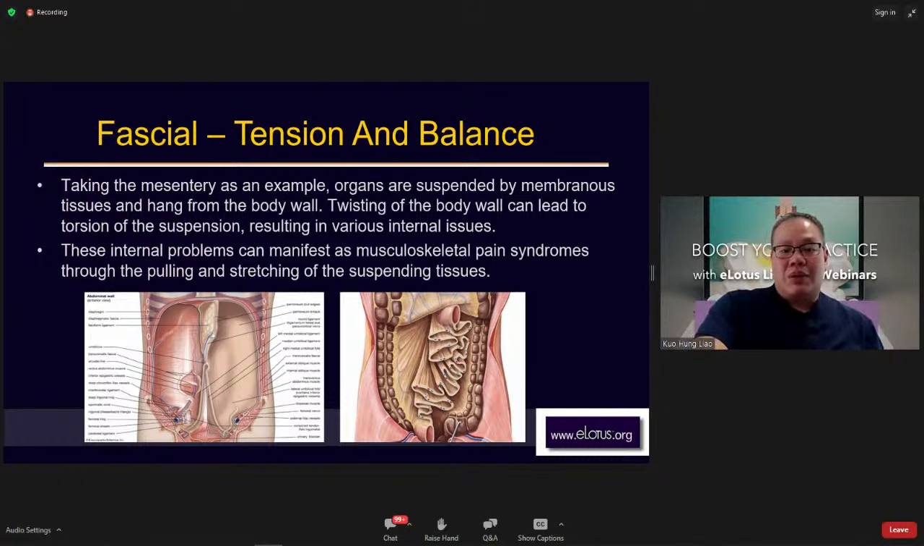So fascia, we talk about fascia connecting to all different parts of the body, and it connects with tensions. Once the tension changes, the tension can transfer from internal to external, and create a body twist, or the body has to dodge this tension, has to compensate and twist, and create other issues.